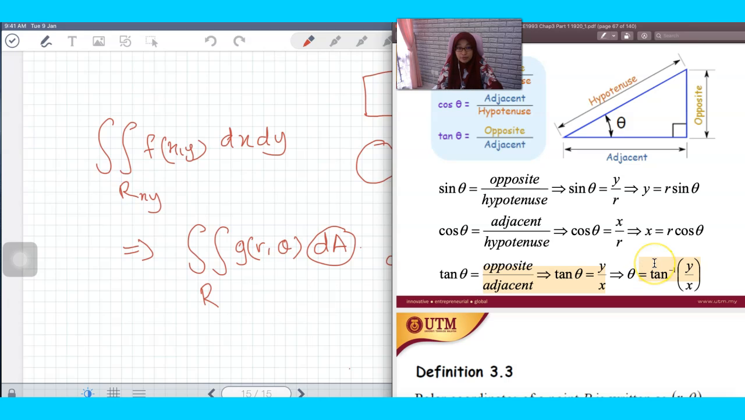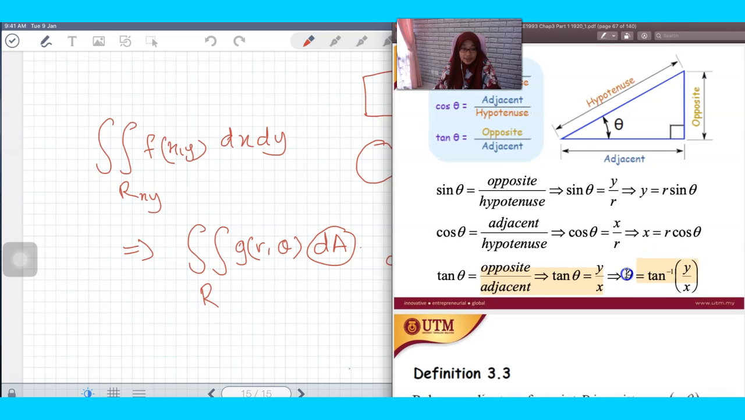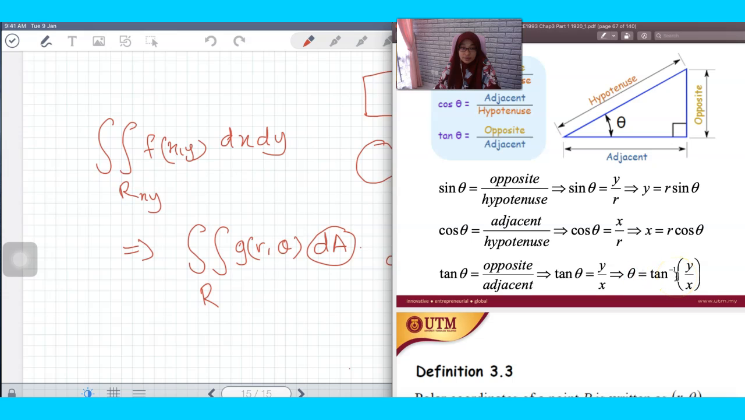And I'm sure that previously your lecturer has already reminded you that if you set your calculator, especially to get the angle here, in radian mode, the result given by the calculator is in radians. If you set your calculator in degree mode, then theta here is in degrees, so you have to be aware of that and it should be noted.